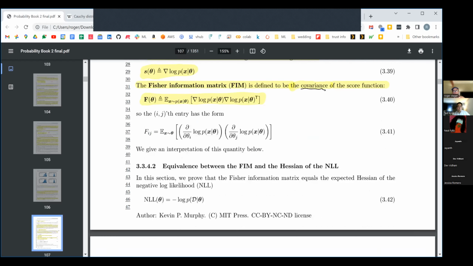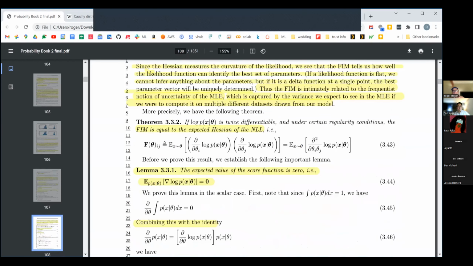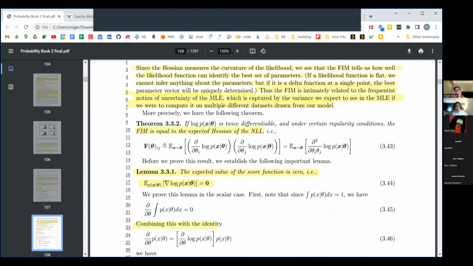But later on, he says lemma 331. So this would be expected value of the score function equals 0. So when the score function is the gradient log p, then the mean, I guess, it's kind of zero centered. Okay.